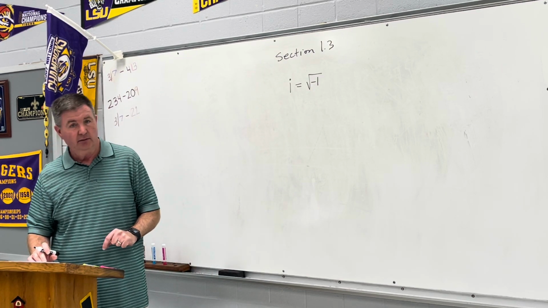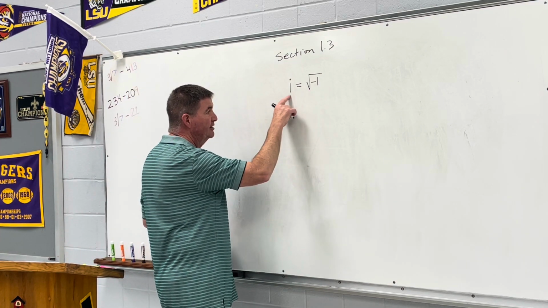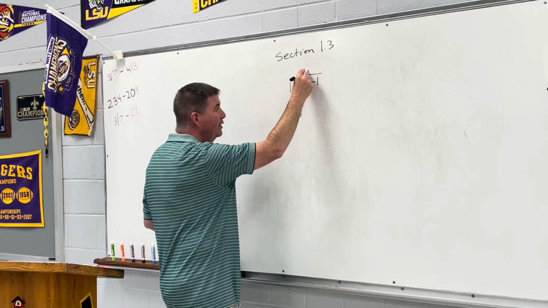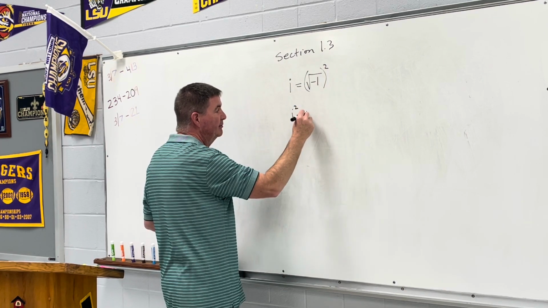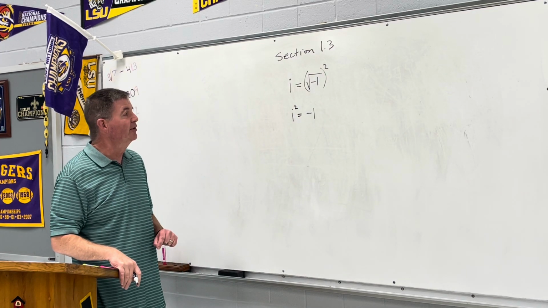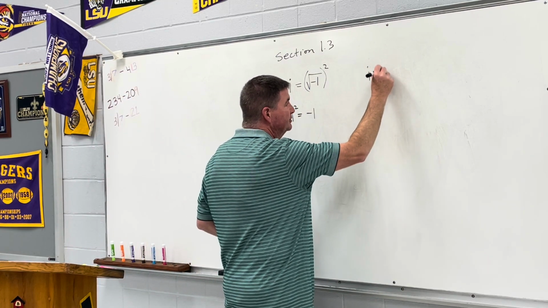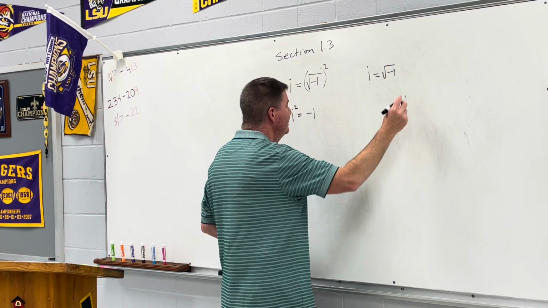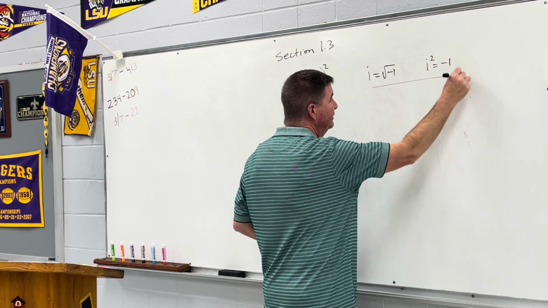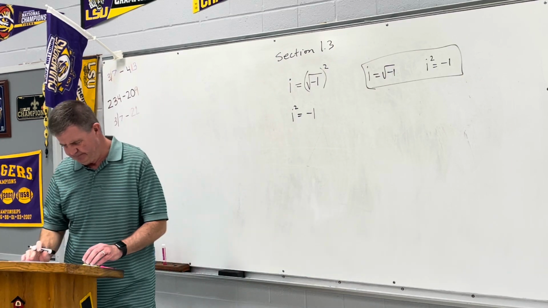We also look at what happens if we square both sides. If I square this, I come up with i squared. And if I square this, I come up with -1. Those are the two important things about this section: i is equal to the square root of -1, and i squared is equal to -1. Those are the two things that we're going to be using in this particular section.